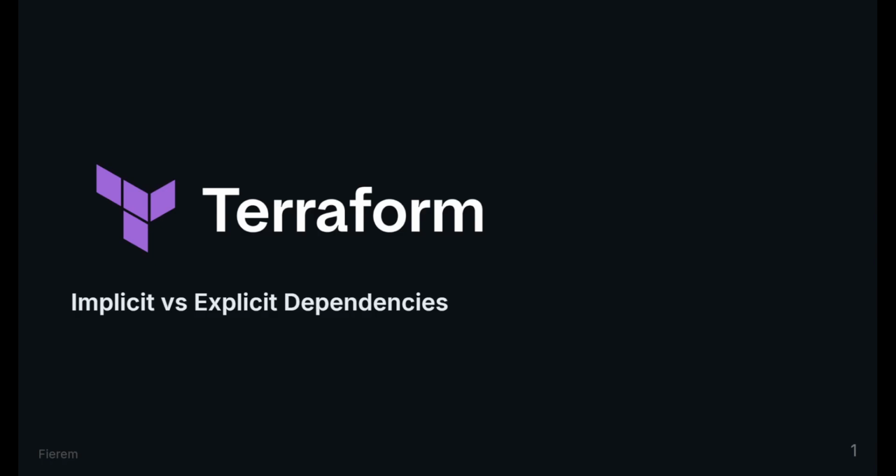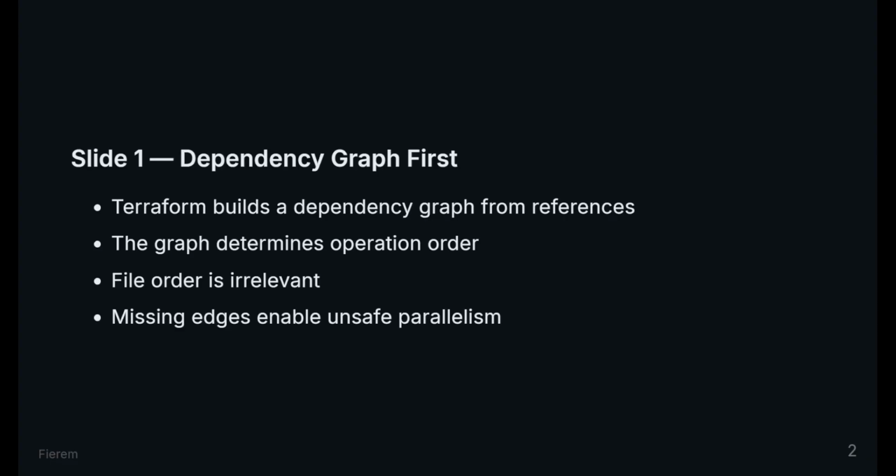Implicit versus explicit dependencies. Terraform builds the dependency graph from references between arguments. The graph decides operation order, not file order. A missing edge creates parallelism, which can trigger reads and writes before the prerequisite behavior is true.